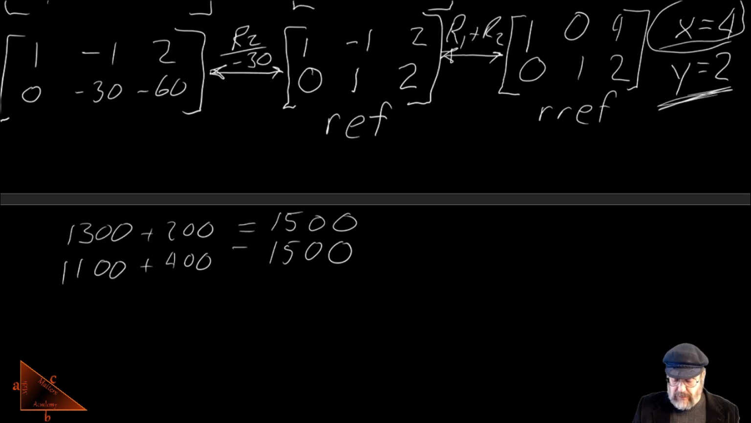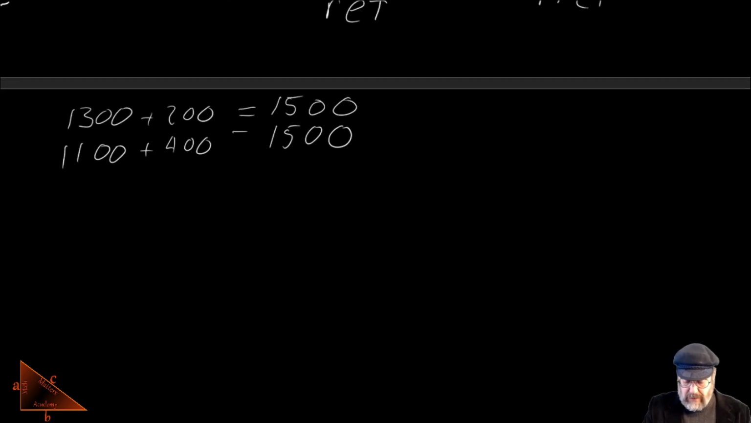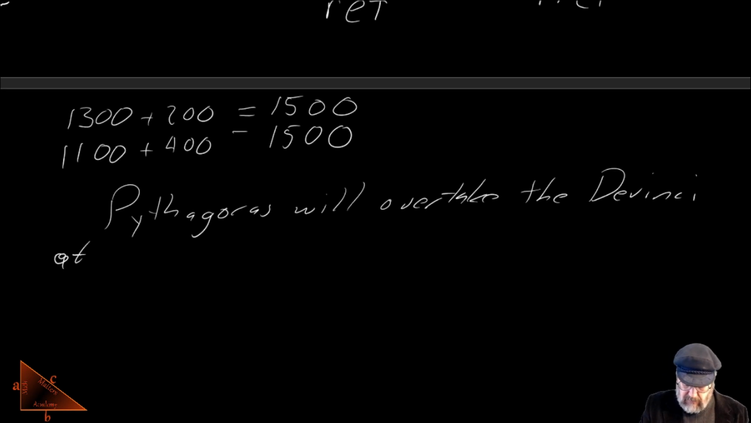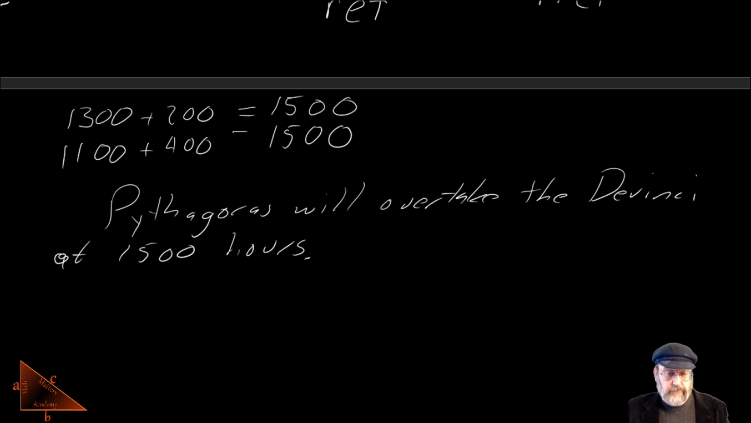Now, because this is a story problem, we really should have a story answer, and we could have something like: Pythagoras will overtake the Da Vinci at 1500 hours. And that's why math matters.